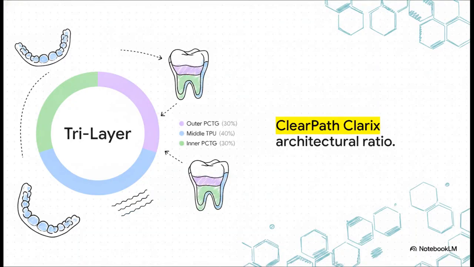And this brilliantly illustrates the solution, the ClearPath Tri-Layer architecture. It uses a super precise 30-40-30 ratio. You've got a 30% outer layer of PCTG, a 40% middle layer of TPU, and a 30% inner layer of PCTG. By taking that elastomeric TPU core and sandwiching it between two rigid, structurally sound layers of PCTG, you create a unified system. And this system behaves entirely differently than any single material ever could on its own.